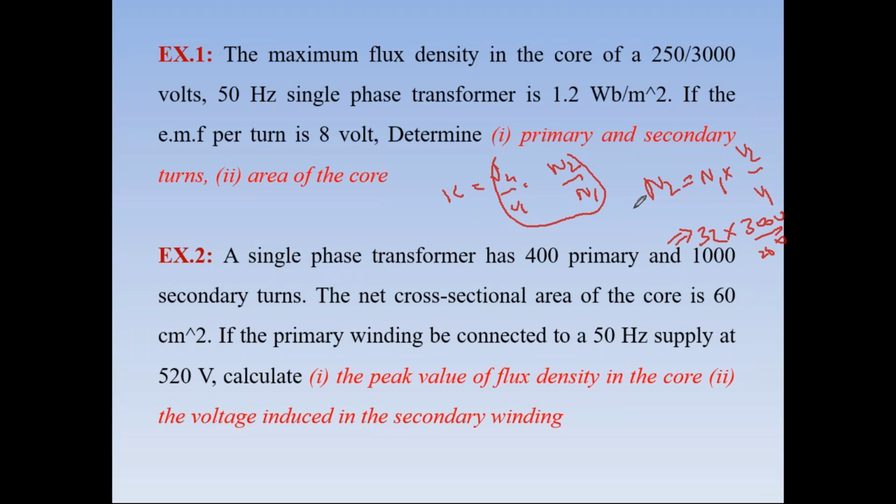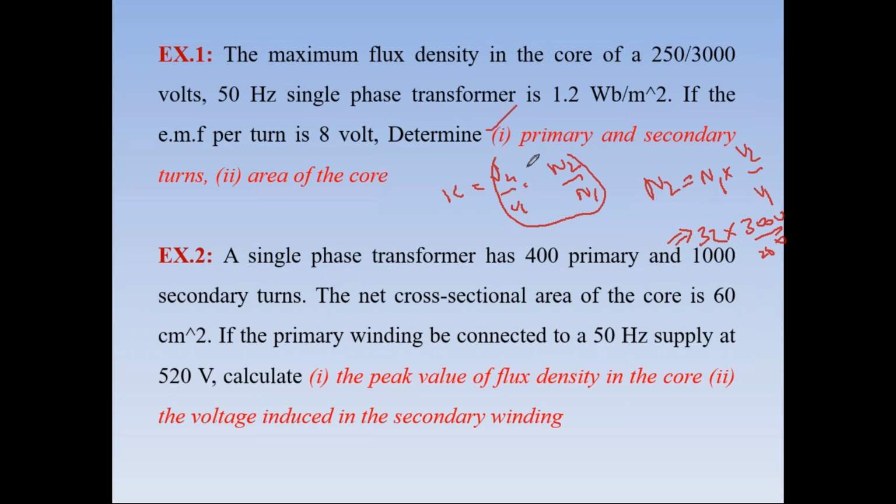What is the value of N2? $384, sir. 384. Wait for 1 second, so I have to check that. 3000 divided by 250 into 32. Right, 384 turns.